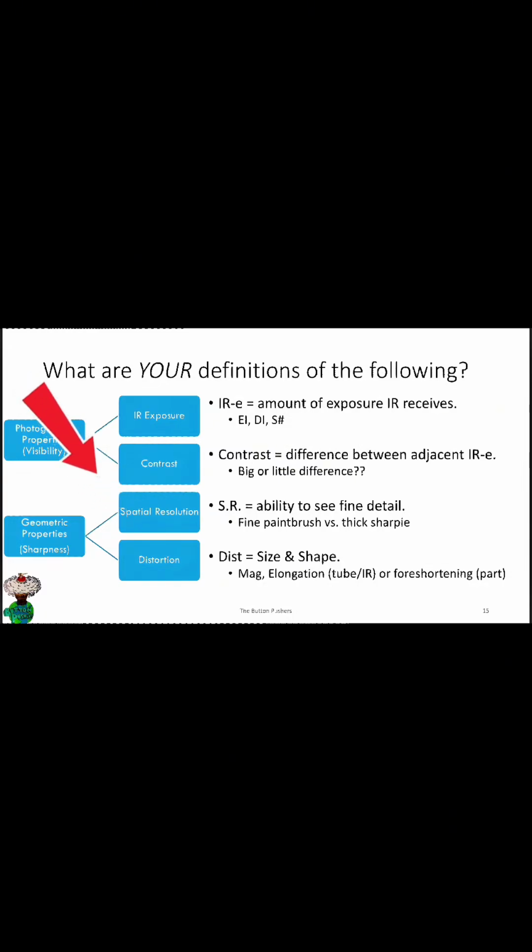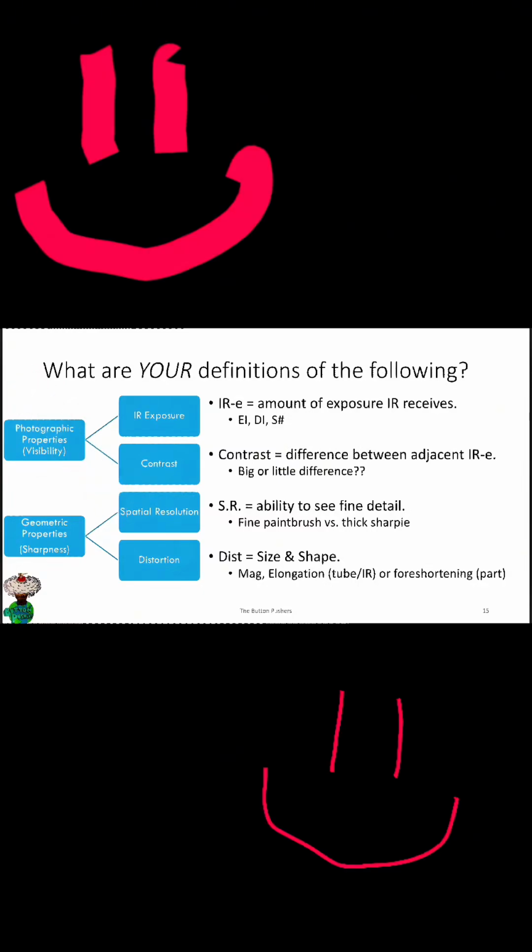What's your definition of spatial resolution? Spatial resolution is your ability to see fine detail. It's the difference between trying to paint a masterpiece with a super fine tip paintbrush or a huge Sharpie marker. A Sharpie just isn't going to provide the ability to see fine details like a thin paintbrush.